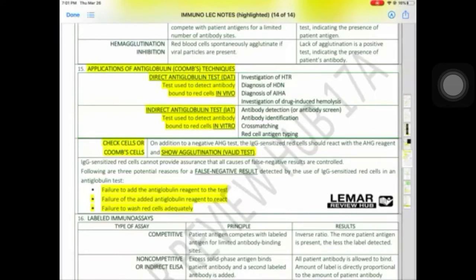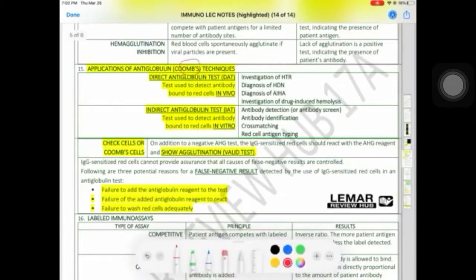the direct Coombs test, and the indirect Coombs test. Antiglobulin test or the Coombs test. The DAT test detects in vivo sensitization of the red cell. Indirect Coombs, the test will detect for in vitro sensitization of the red cell. Anong application ng DAT test?